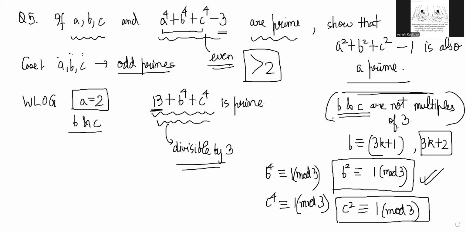So one of them must be a multiple of 3, right? But since it's a prime, one of them has to be 3 then. It can't be any other multiple of 3. It has to be 3. Do you understand that first we said that A was 2?